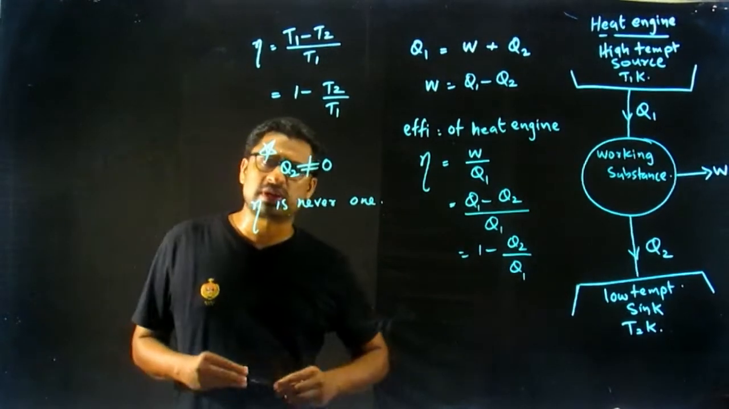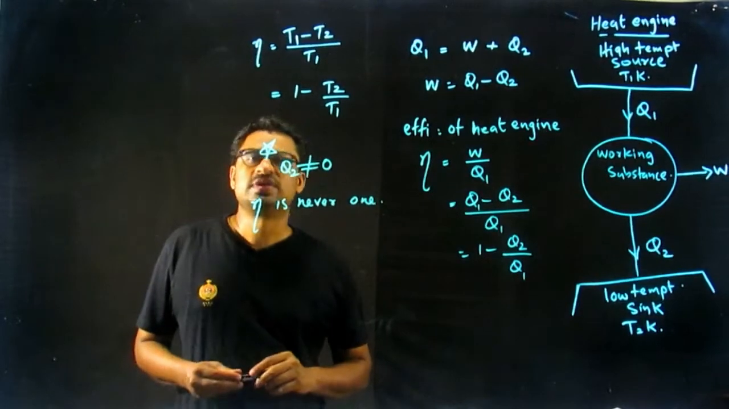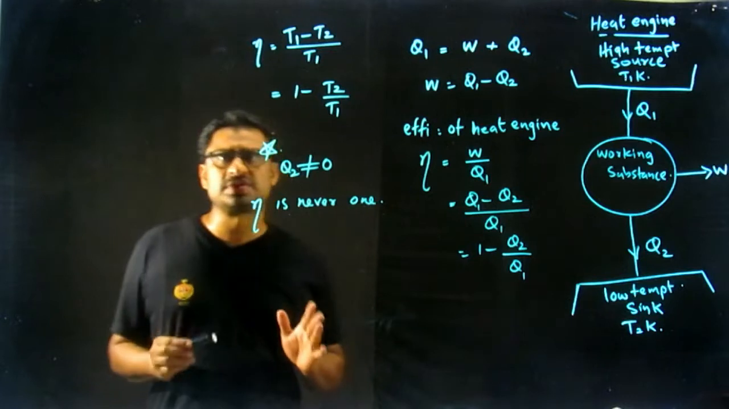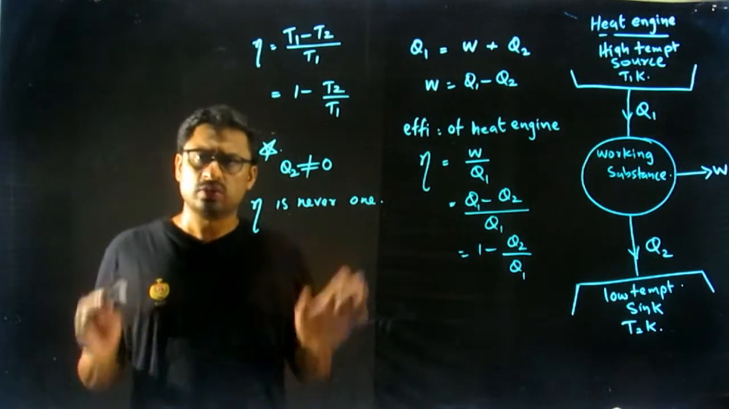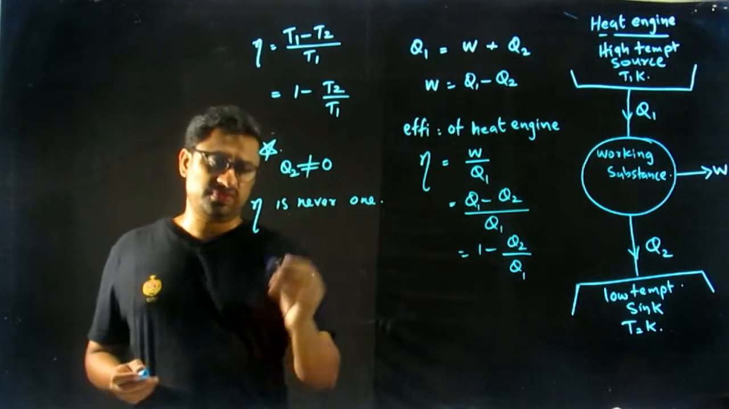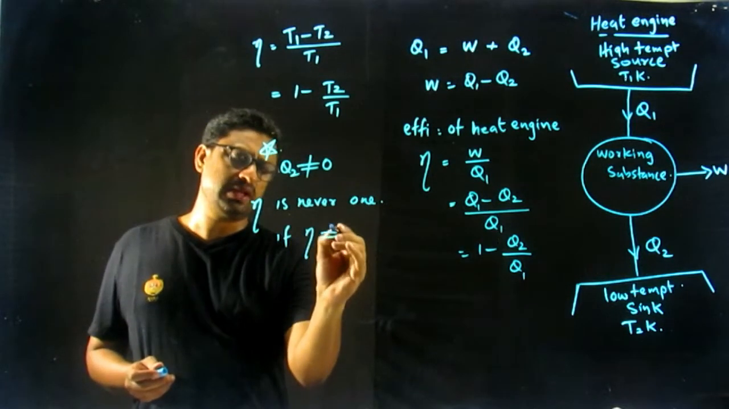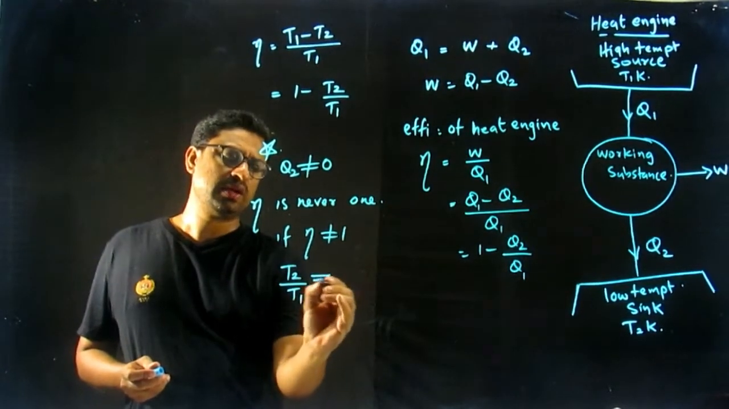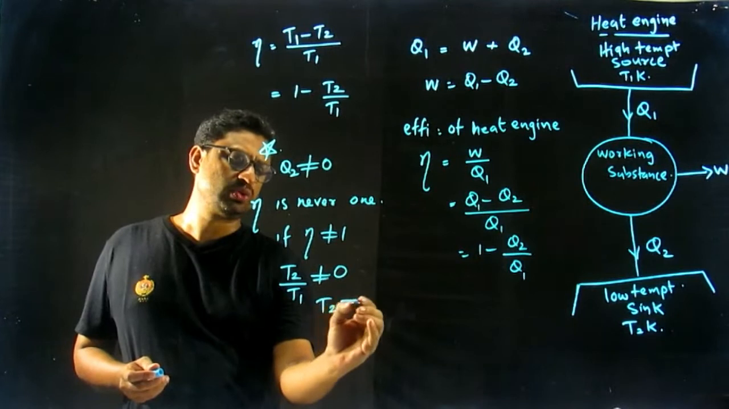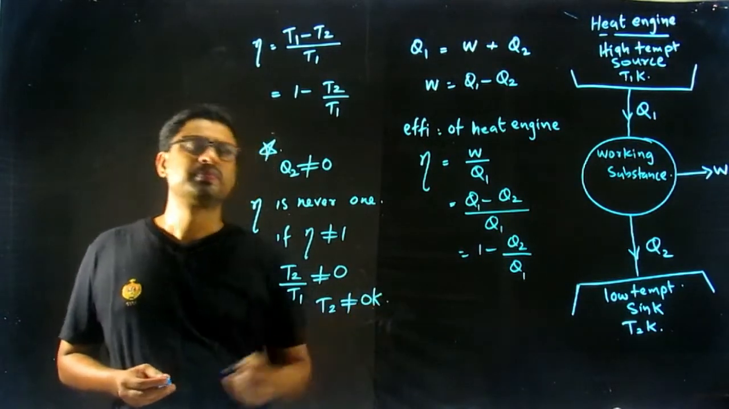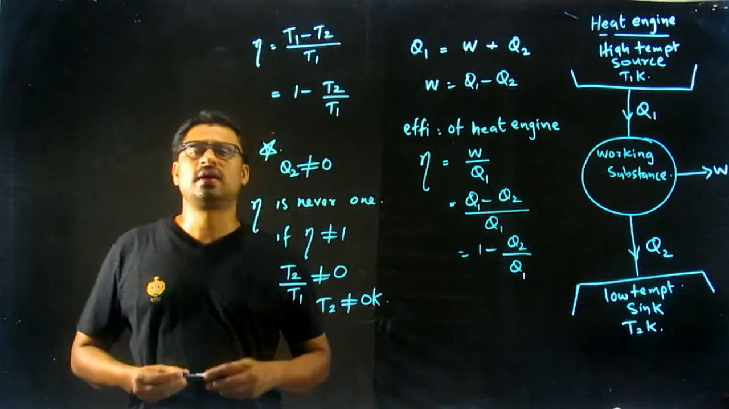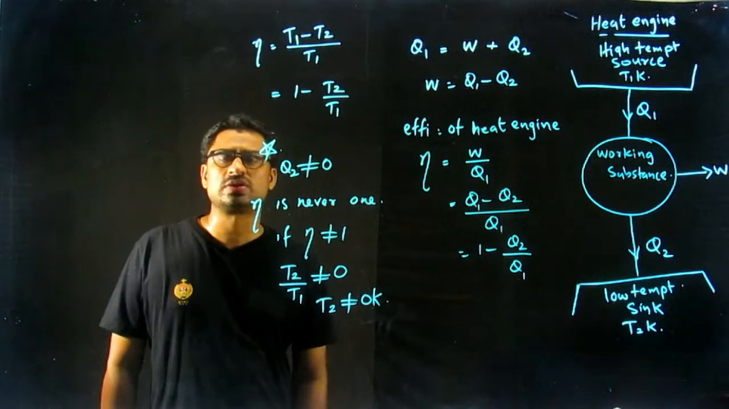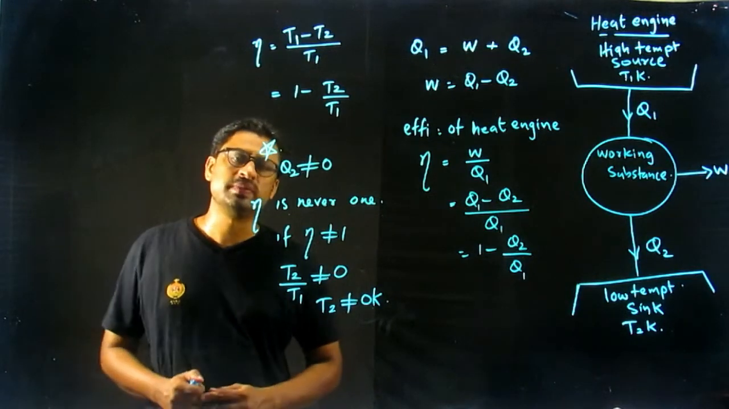Or it is impossible to construct a 100% efficient heat engine. It is impossible to construct a 100% efficient heat engine. Nature does not allow that. And if eta is never equal to 1, I should say T2 by T1 is never equal to 0, which implies T2 can never be 0 Kelvin. So this is one another way of saying that 0 Kelvin is an impossible temperature to reach. It's impossible to reach 0 Kelvin.